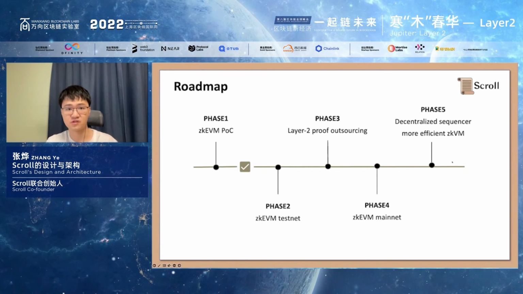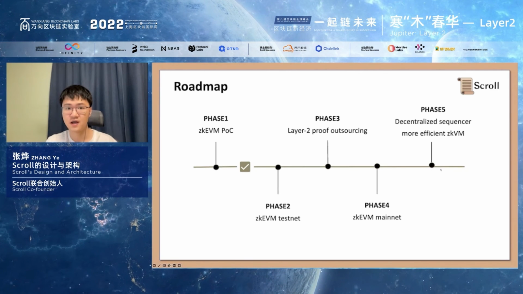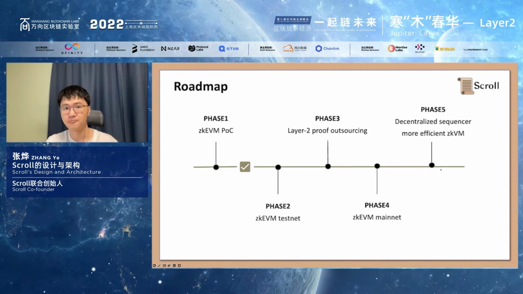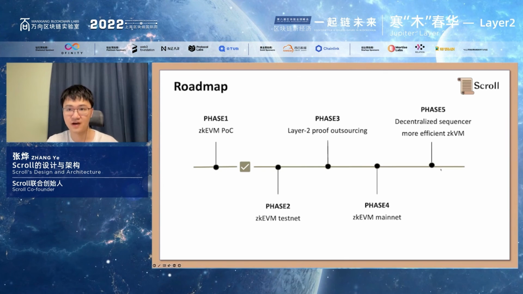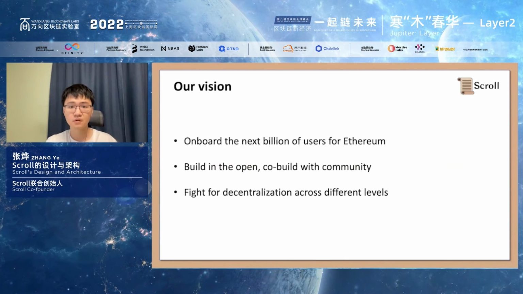In the next stage, we will explore how to decentralize the sequencer, and for example, how to combine some ZKVM modules into our current design to make it more efficient.